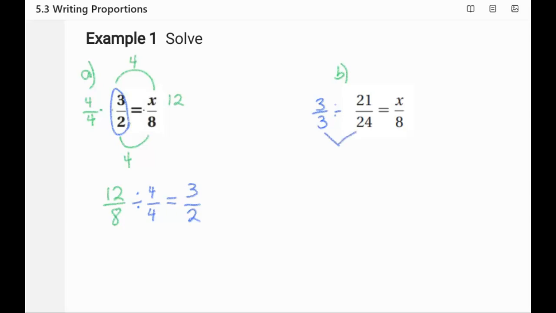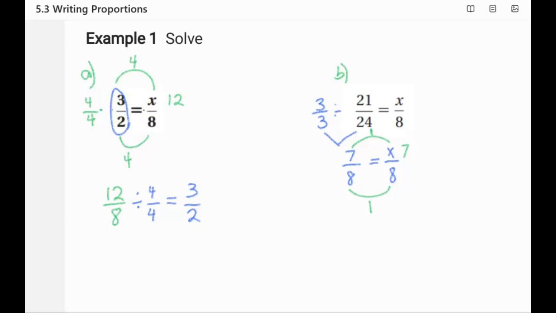So 3 goes into 21 7 times, and 3 goes into 24 8 times. If I rewrite the second part of that fraction, then I could see 8 times 1 gives me 8, then 7 times 1 should give me 7. And that makes sense because 7 over 8 should equal 7 over 8.